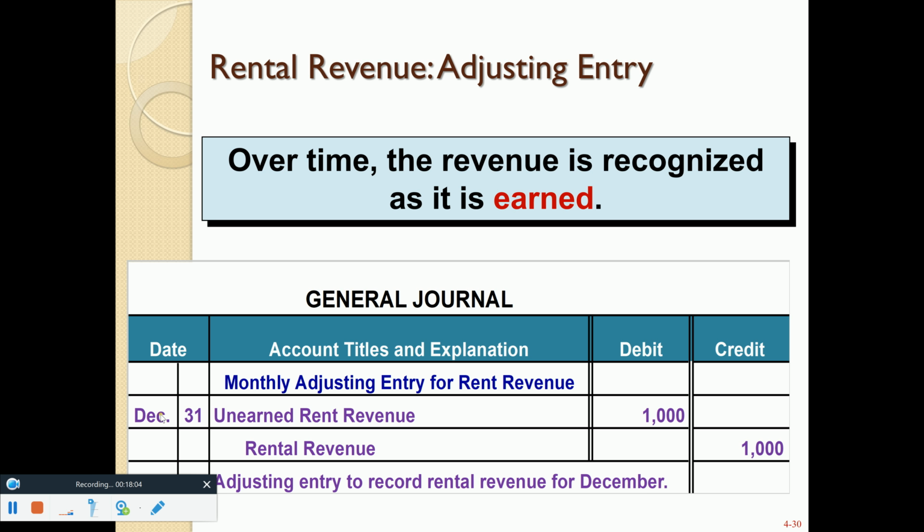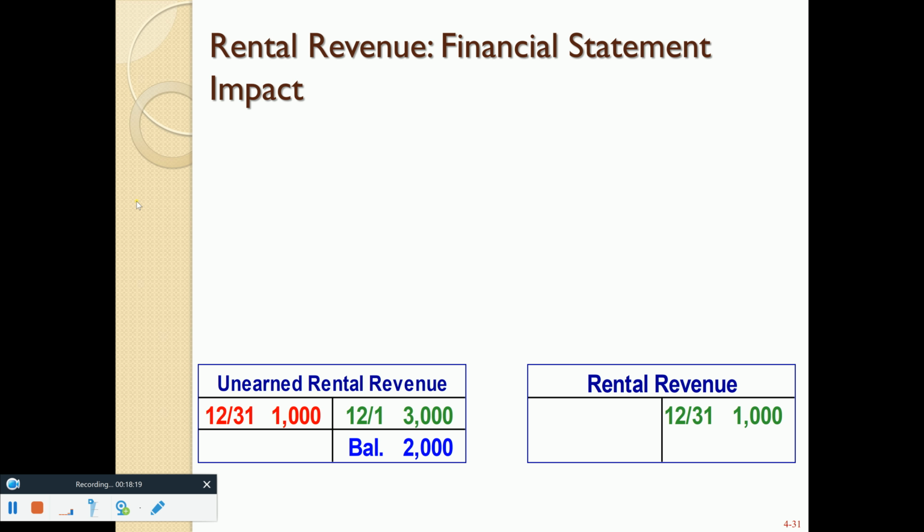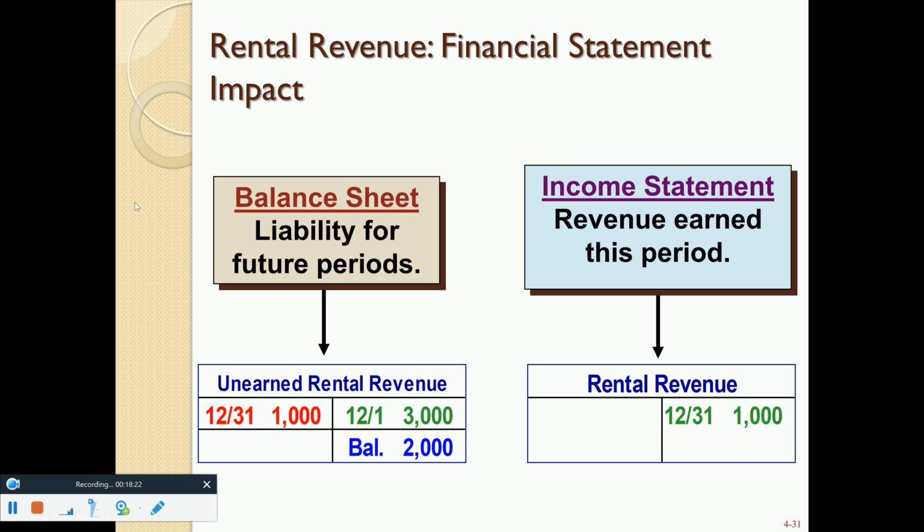And on this day, December 31st, we can say we've earned our money. So we're going to credit the revenue account. Revenues increase equity, which are increased with credits. Okay, and so we can see this is what the financial statement looks like as of December 31. We originally had a $3,000 liability, but after we reduced it by $1,000, the running balance on December 31st, if we were to prepare a balance sheet on that day, we would show a $2,000 liability. And if we were to prepare an income statement for December, we would show $1,000 in rental revenue.